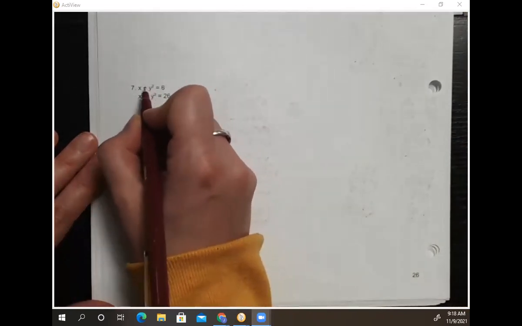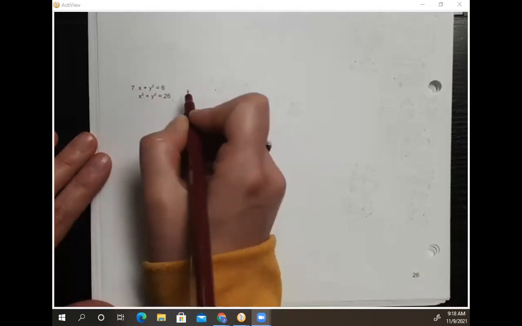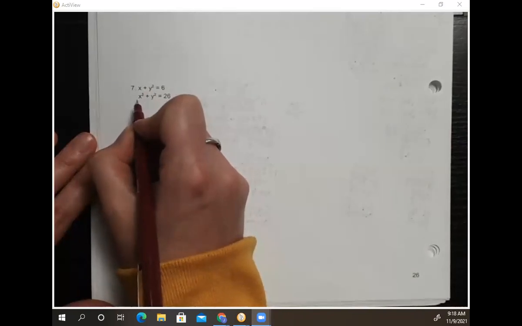I could, if I wanted to, solve this top equation for x. I would get x equals 6 minus y squared, and then I could plug that in for x here. That's fine, but then you're going to have to square 6 minus y squared, okay? Which means distributing that, because it's not just one thing I'm squaring, it's a quantity that I'm squaring. The other option is to use elimination here.